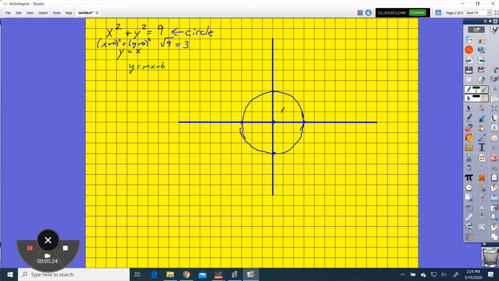So I go up 1 over 1, up 1 over 1, up 1 over 1. And you can continue that up 1 over 1 forever until you get tired of thinking up 1 over 1. Okay, so that's the circle.